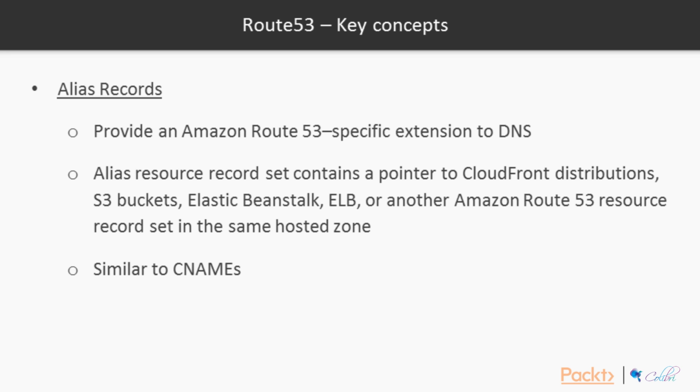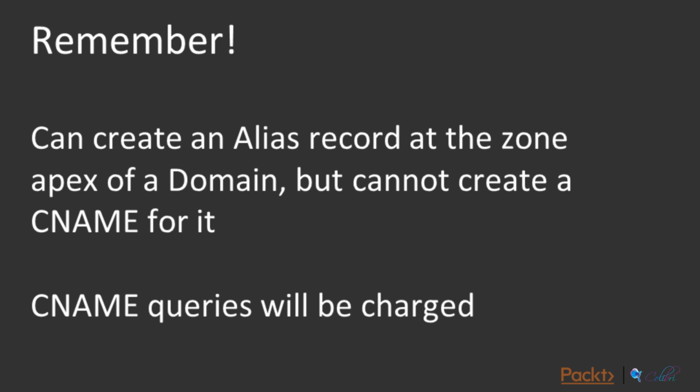Alias records are very similar to CNAMEs, but you have to remember that there are a few differences. You can create an alias record at the zone apex of a domain, but you cannot create a CNAME for it. And you should think about the zone apex as being the top node of a DNS namespace. So let's say if you register the DNS name example.com, the zone apex is going to be example.com. Another key difference between alias records and CNAMEs is that CNAME queries will be charged.